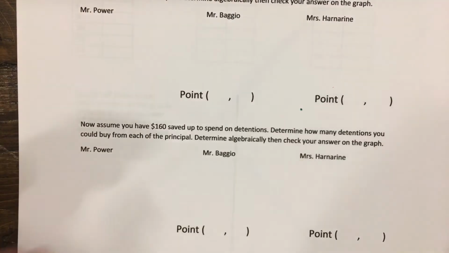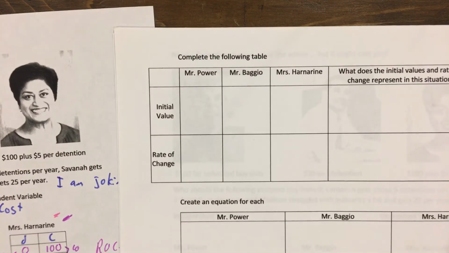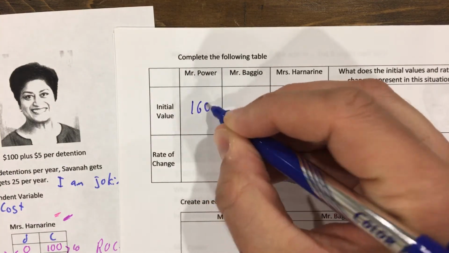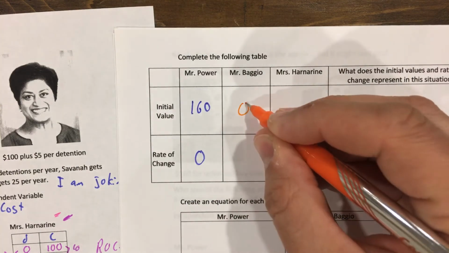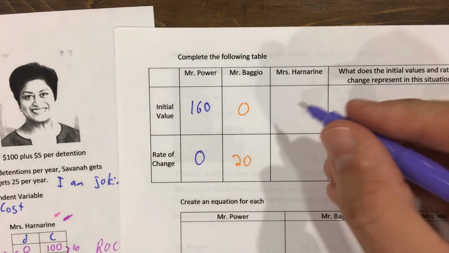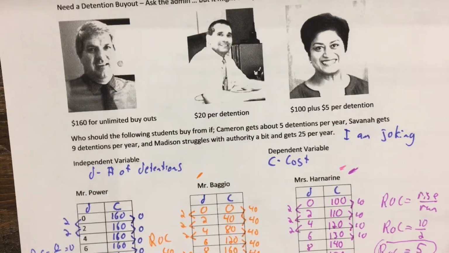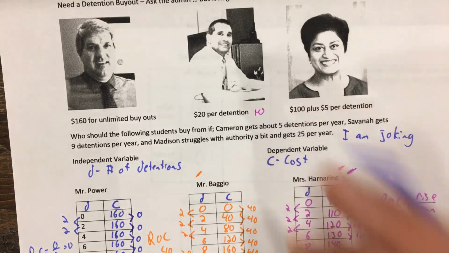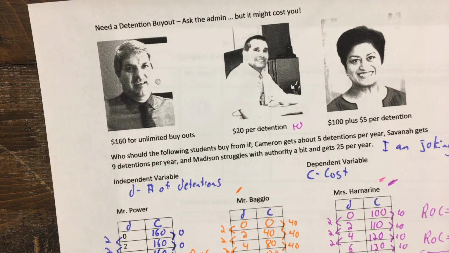Now we need to answer some questions. Well, we've already kind of done this, so this should go quick. The initial value for Mr. Power was 160 with a rate of change of 0. The initial value for Mr. Baggio was 0 with a rate of change of 20, and the initial value for Miss Harnerine was 100 with a rate of change of 5. And you can get that from the words here: 100 plus 5, 20 plus 0 down, and 160 for unlimited, so therefore a 0 rate of change there. Okay?